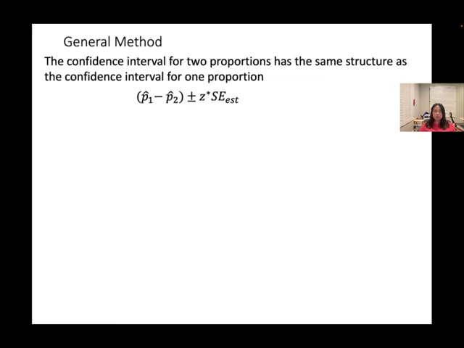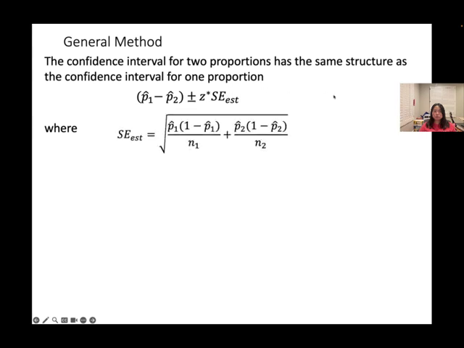General method: the confidence interval for two proportions has the same structure as the confidence interval for one proportion. If you remember Section 7.4, we had the sample proportion plus or minus z star times the standard error. Since this time we involve two populations, we have the difference of sample proportion 1 and sample proportion 2, plus or minus z star times the standard error. And this standard error has a different formula, involving sample proportion 1 and sample proportion 2.